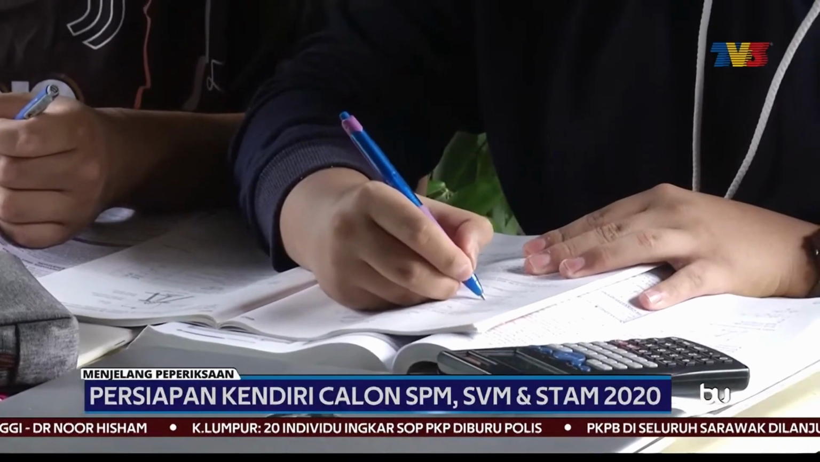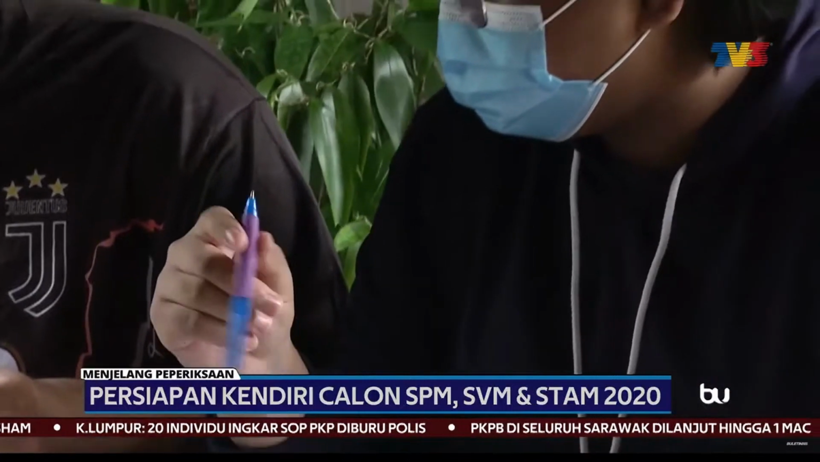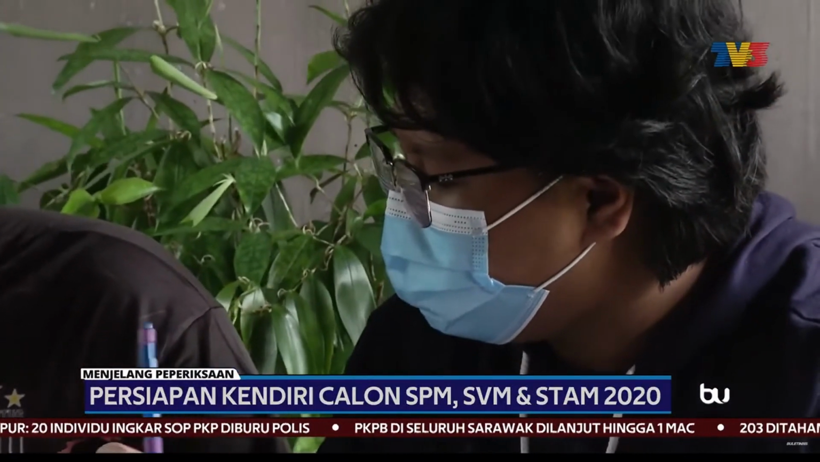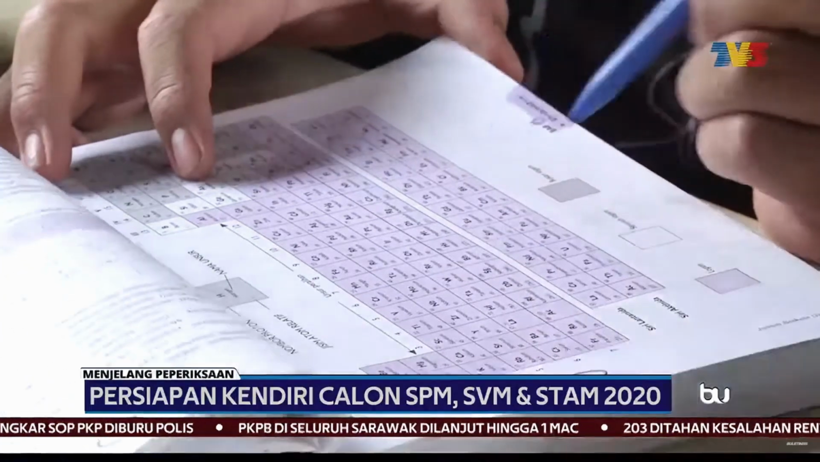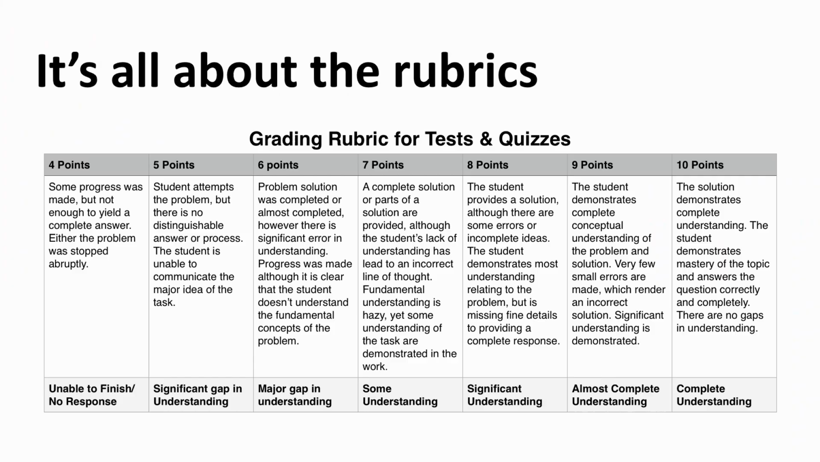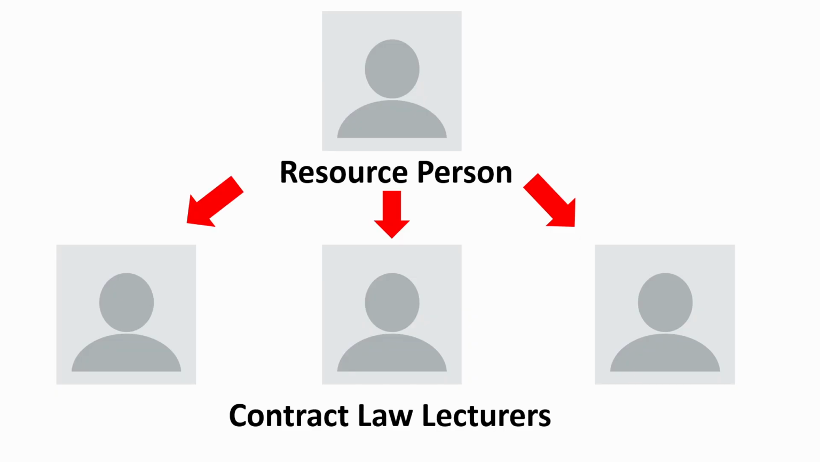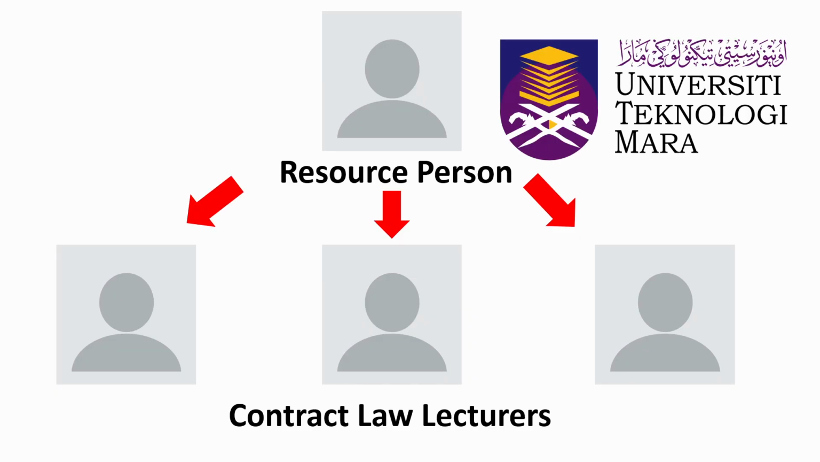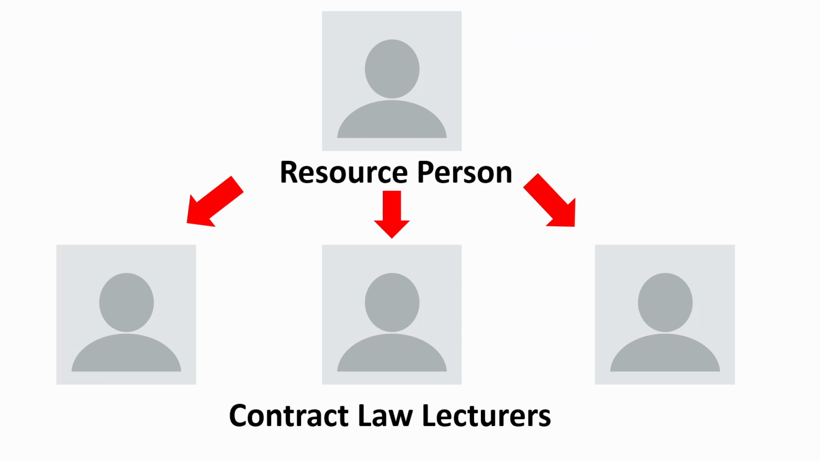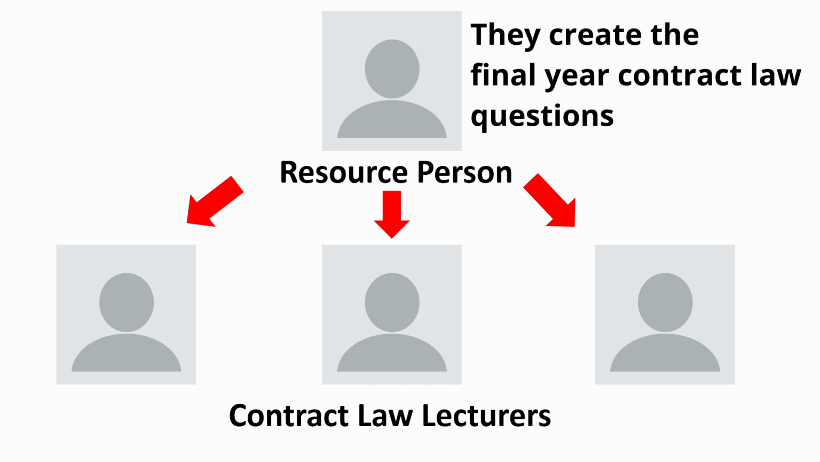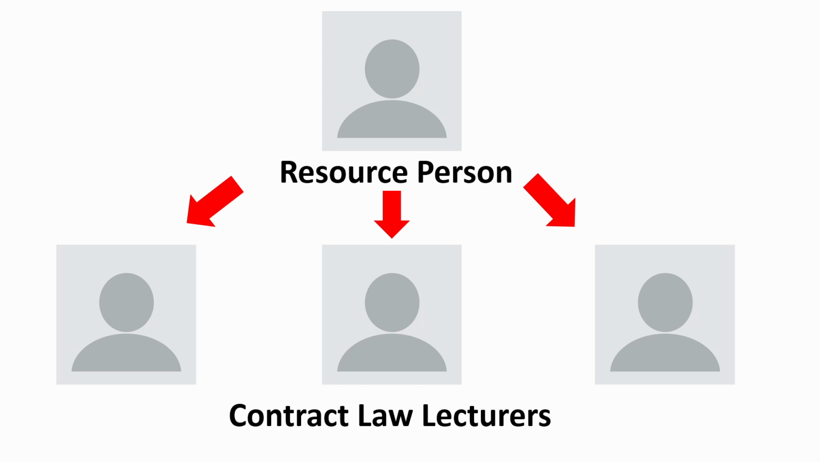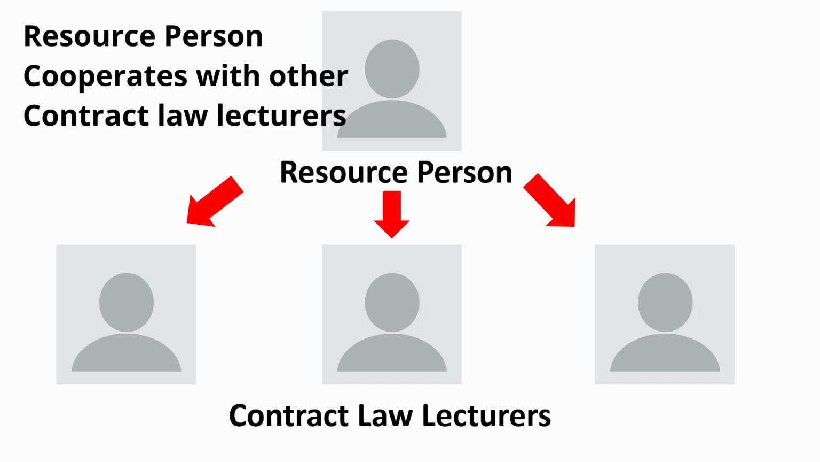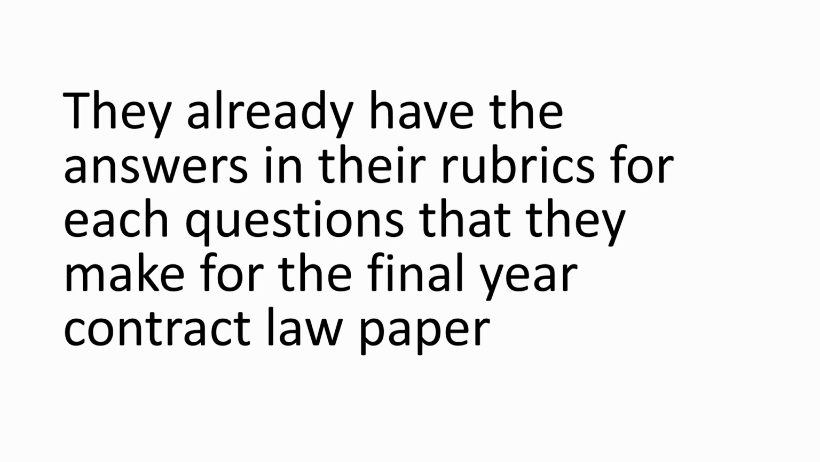We've all been familiar with exams. We've started doing exams ever since UPSR, PT3, and all the way to SPM. But now PT3 and UPSR, if I'm not mistaken, has already been abolished. But exams are all about the rubrics. Inside the faculty, you will have a resource person. This is for UiTM, but I'm not sure for other universities. The resource persons in UiTM are the people who will be responsible for creating and drafting the final year examinations paper. And the resource person will be cooperating with other contract law lecturers in order to draft the final year paper. When they cooperate, they already have the answers for each of the questions.